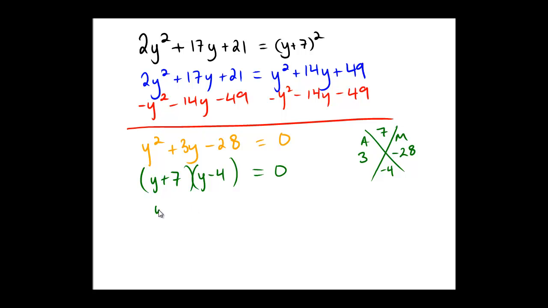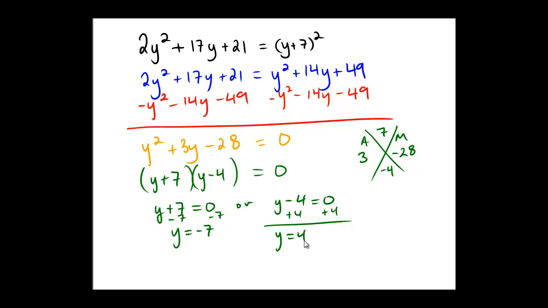And so by the zero product property, either y plus 7 equals 0, or y minus 4 equals 0. The first equation would yield y equals negative 7, subtracting 7 off of both sides. And the right-hand equation would yield, add 4, y equals 4. So either y equals negative 7 or y equals 4.